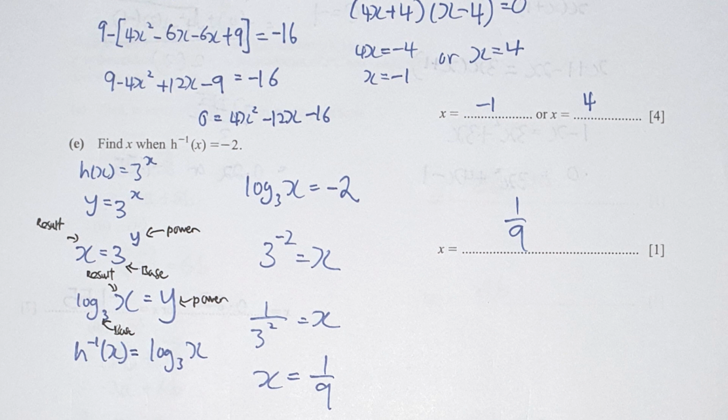For this, I use logarithm to complete the work. So logarithm with a base of 3, then the result equals your power. So your inverse function h equals logarithm with a base of 3 of x. So log base 3 of x equals negative 2. I get rid of the logarithm by taking 3 to the power of negative 2 equals x. So x is actually 1 over 9 after the calculation.